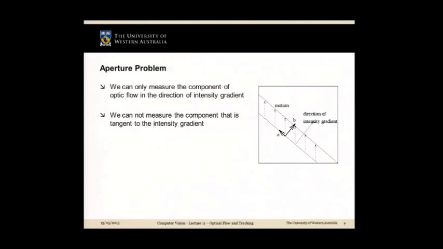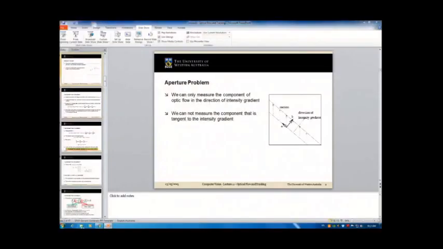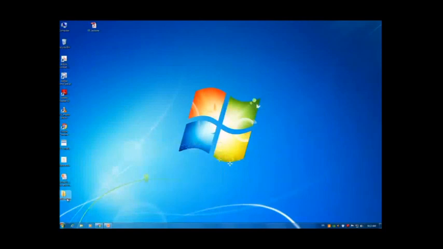We cannot measure the component that is tangent to the intensity. You can't measure that particular component. Even any state-of-the-art computer vision algorithm can't measure that, right? Now, to give you some intuitive explanation of that, let me quickly go through some images.